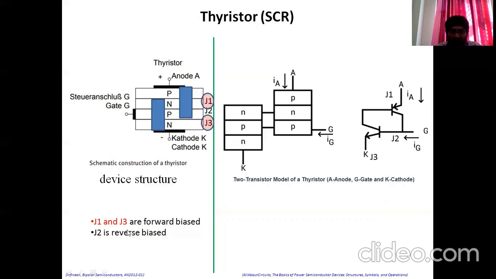Now if we connect the upper terminal, which is the anode, to the positive terminal of a battery, and the lower terminal, which is the cathode, to the negative terminal of the battery, then junction 1 and junction 3 become forward biased, but junction 2 is reverse biased. So this is the actual structure of a thyristor, the SCR, and this is the 2-transistor model of an SCR.